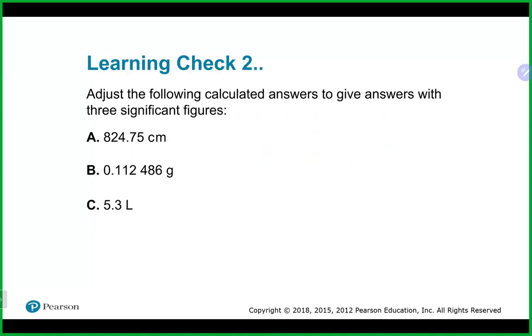All right. The number next to it, which is above 5, so we're going to do a little rounding up, and that should be 825 centimeters in this case. Yeah. Question on that one. Next, third significant figure right there at the 2. Next number is a 4. So in this case, we are going to drop it.